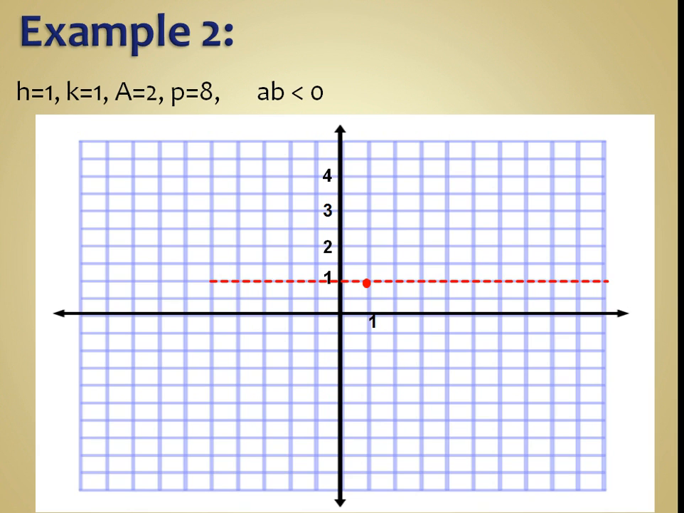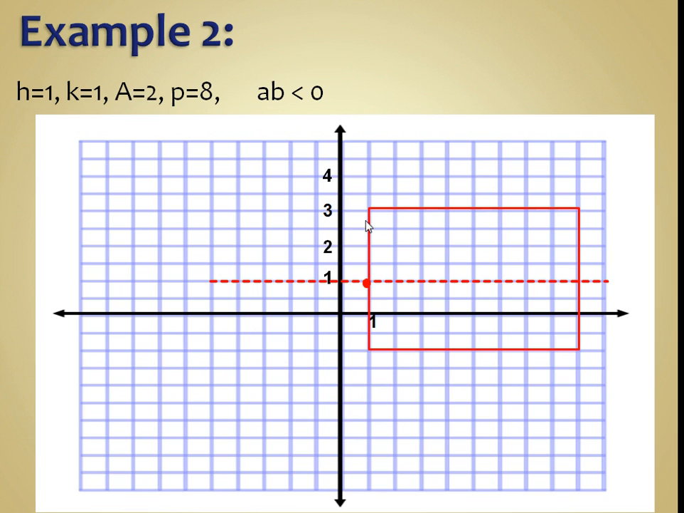I then say, okay, well, I need to know what the length of my box is, and the length is going to be equal to your P, which is your period. So if your period is 8, and I'm starting at 1, I know that my box is going to end at the value of 9.